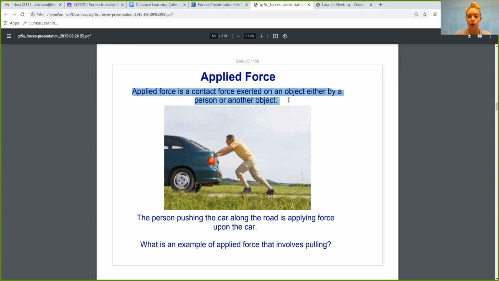So for example, in this picture, we see this man pushing the car. The man is applying the push to the car. He's coming into contact with the car, pushing it, causing it to move forward. So the person pushing the car along the road is applying the force upon the car. By him pushing it, he's applying that force to the car. So we call that an applied force.